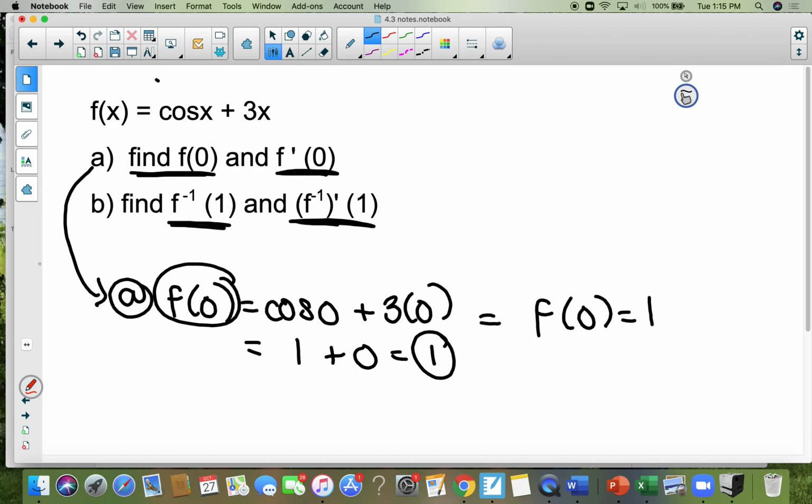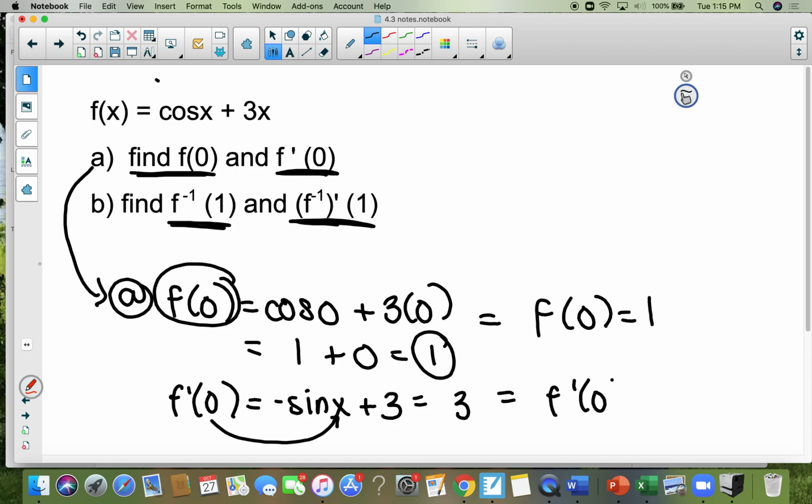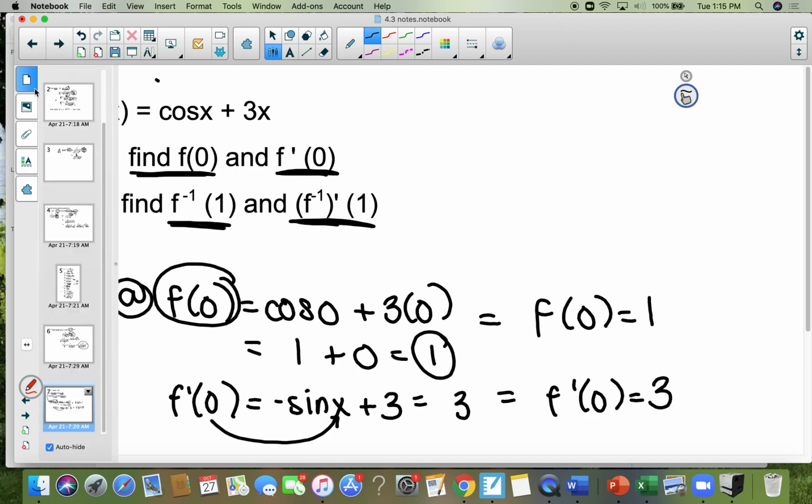And now I'm trying to find what's the derivative at 0. The derivative of the cosine is a negative sine of x plus 3. That's the derivative. But now you have to put 0 in. The sine at 0 is 0, and you get 3. So f prime of 0 is equal to 3. Okay, now comes the next part. I want to go all the way back to the first page.